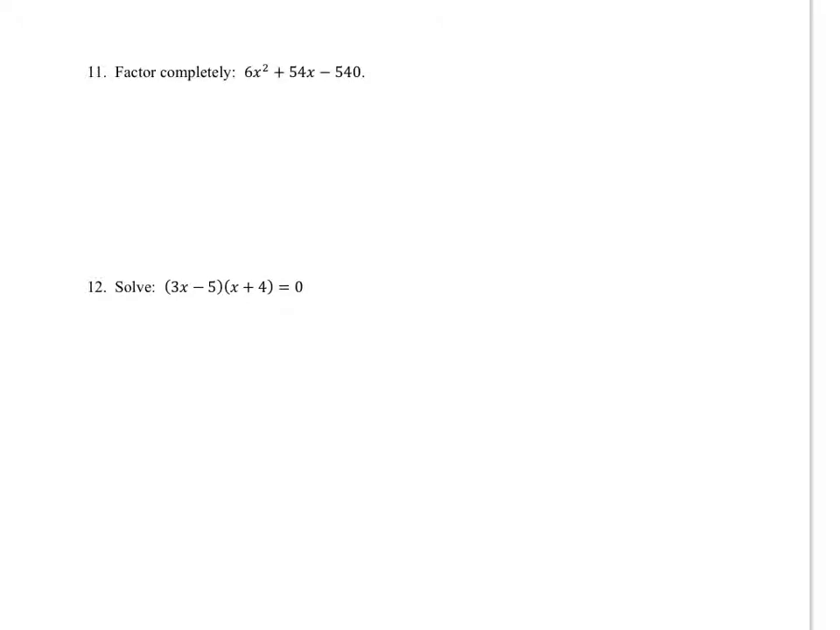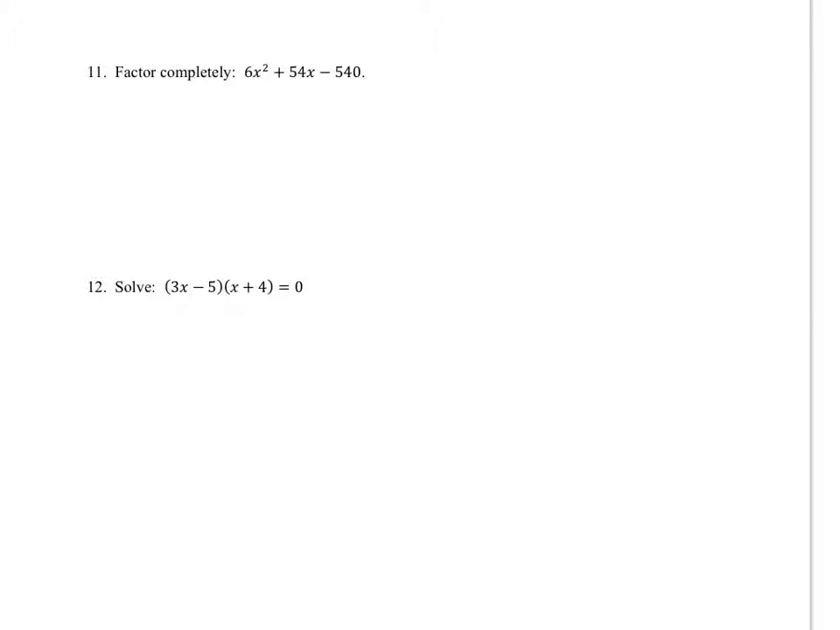Number 11 says factor completely. So what's the difference between factoring something and factoring it completely? If it says to factor it completely, you can pull out a greatest common factor before you start to even do any of the factoring.